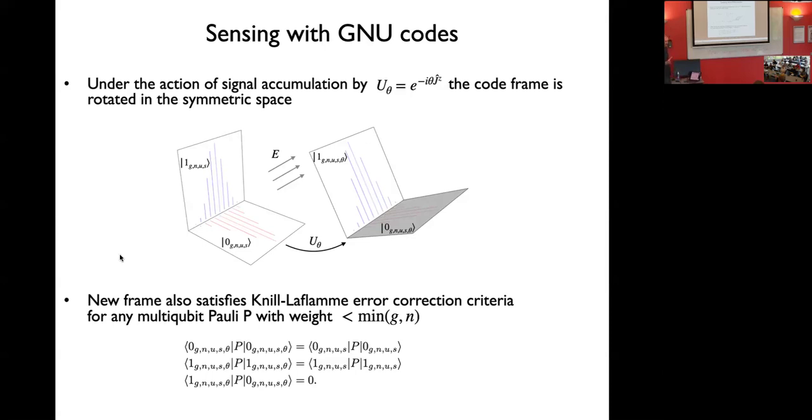But the important thing is that this rotated frame also satisfies the Knill-Laflamme error correction criteria for any multi-qubit Pauli operator with weight less than the minimum of g or n. These are the bit flip and phase flip distances. So basically, the action of the field that we want to acquire information about preserves the error correction properties of our code.